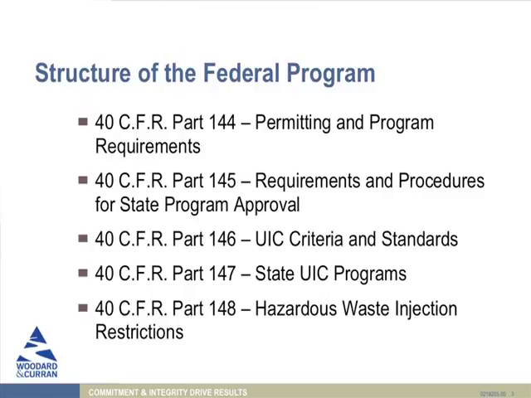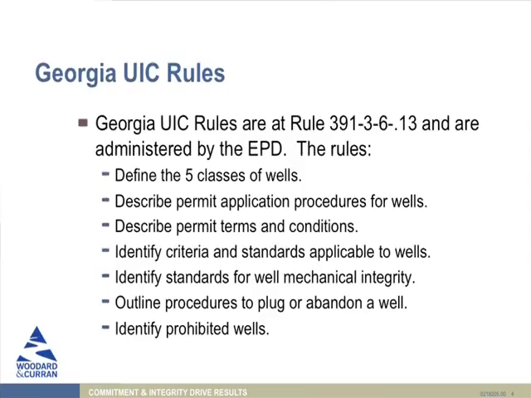This is the setup of the federal program. And here we've got Georgia. And Georgia's rules are really quite a bit more extensive than the federal underground injection control rules. They've added a whole lot of additional requirements to it. Basically, the underground injection control rules outline these criteria. They define what the 5 classes of underground injection control wells are, describe permitting application procedures, permit terms and conditions, identify criteria and standards applicable to wells, standards for well mechanical integrity, procedures to plug and abandon a well, or they identify prohibited wells, the kinds of wells that might fit into this category that you're not allowed to have anymore.